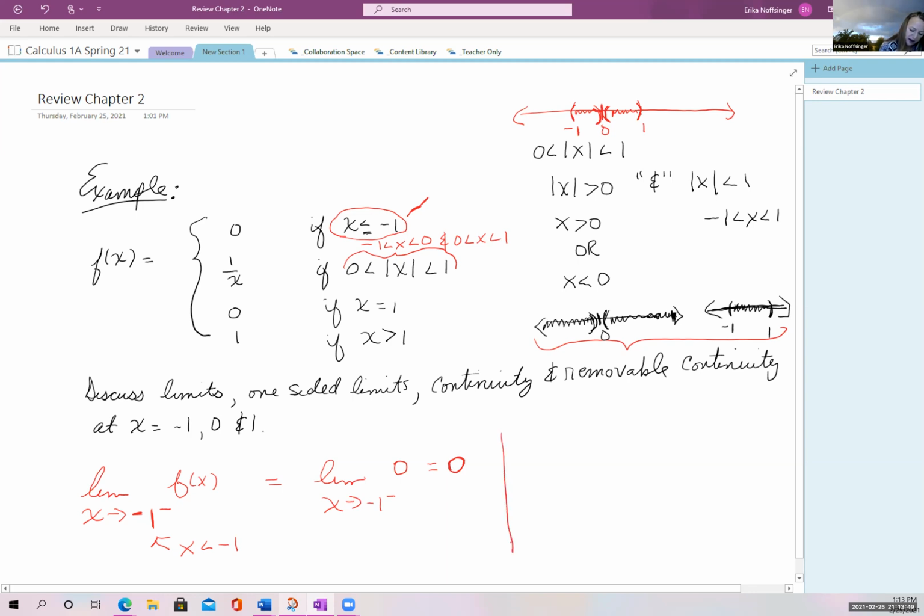Now let's see what's happening at -1 on the right-hand side. If I'm looking at -1 on the right-hand side, that tells me I'm going to use this equation here, 1 over x. So the limit as x approaches -1 on the right-hand side is the equation 1 over x. And if we do direct substitution, I get 1 over -1, which is -1. So right here, I can tell that my limit as x approaches -1 does not exist, because these are not the same values.